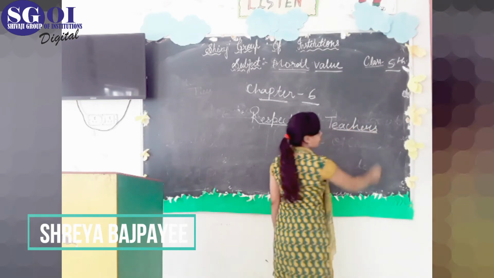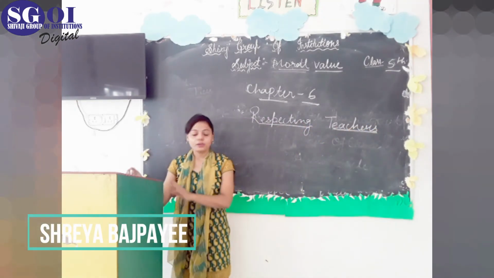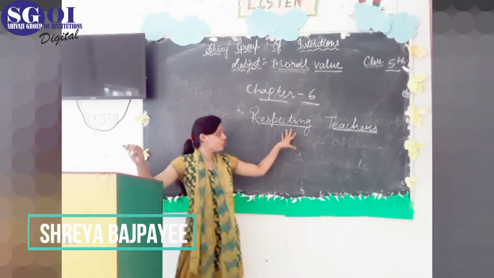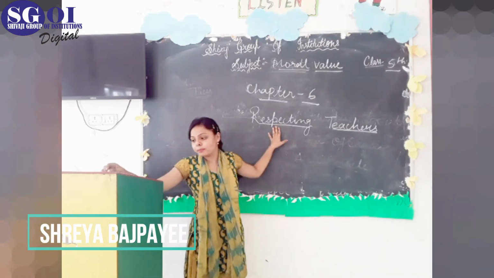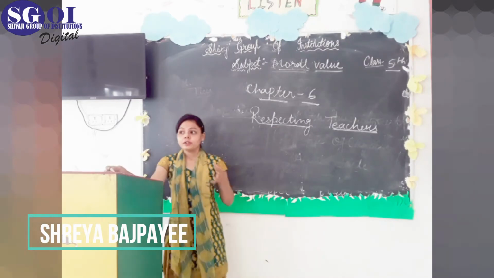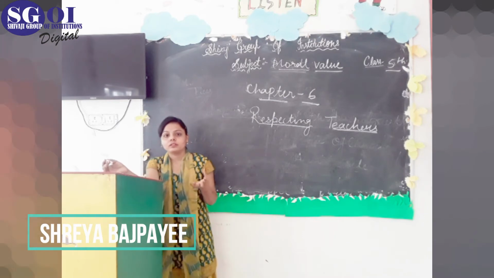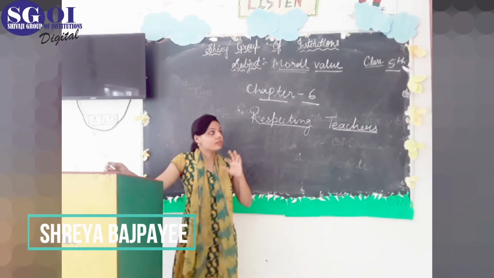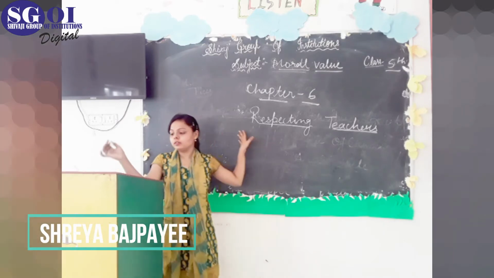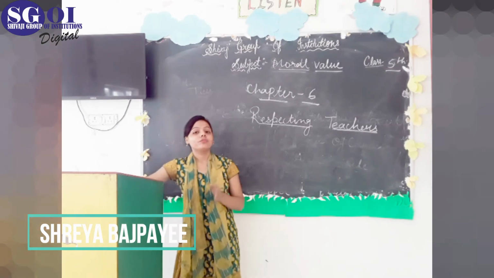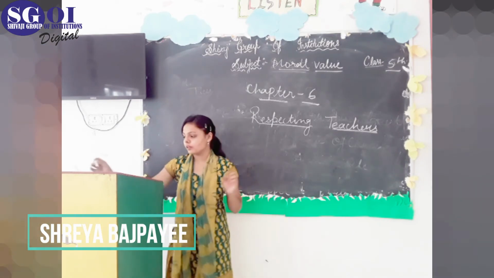Okay, are you clear? So students, we have some points in this chapter. The first point is respective teachers. It means to motivate children that they should always respect their teachers. Okay, so let's start.